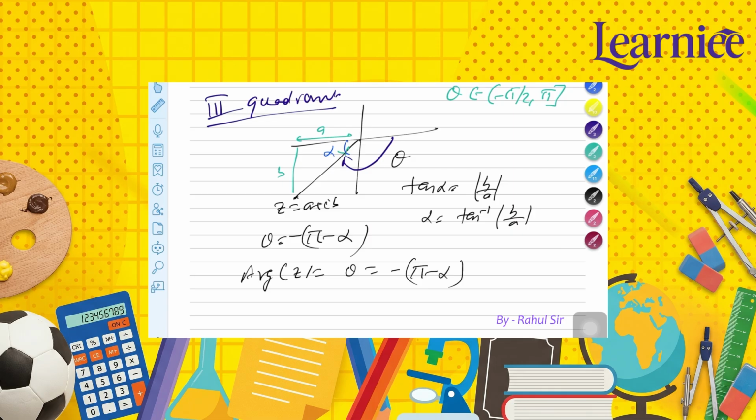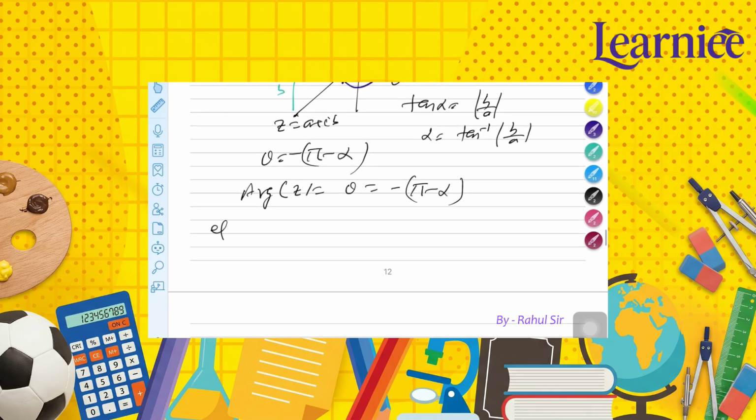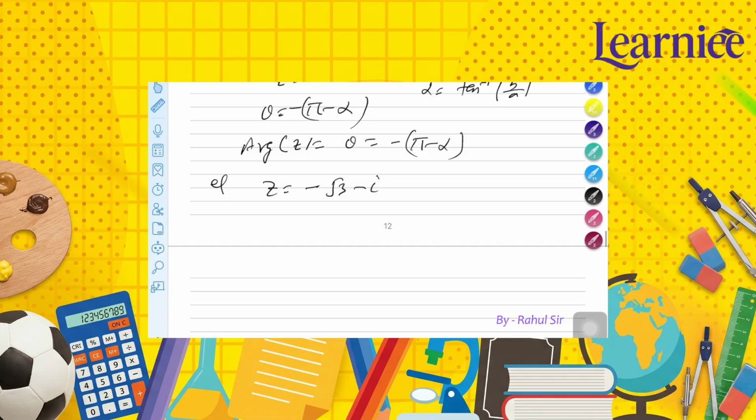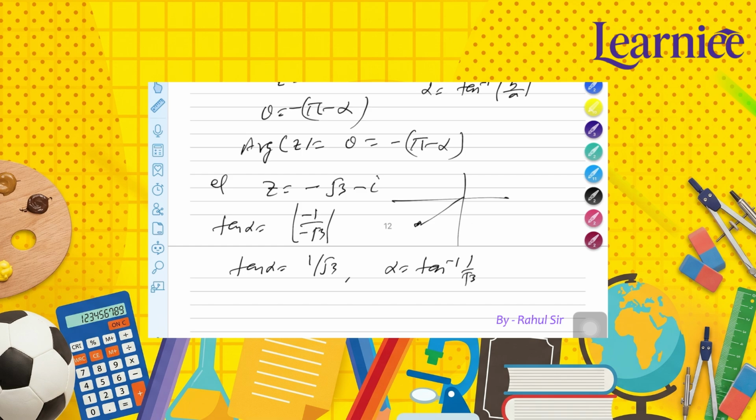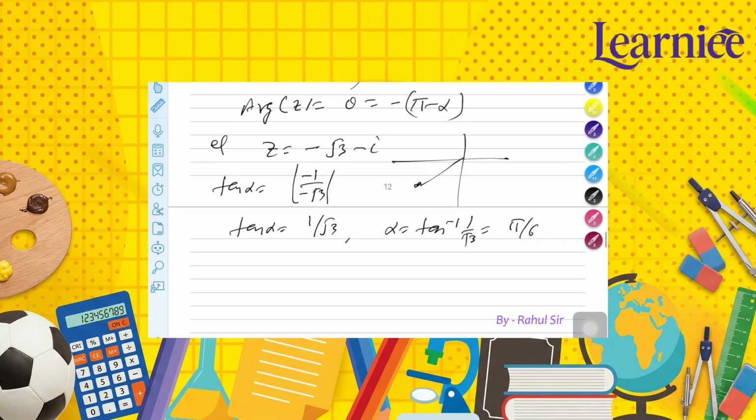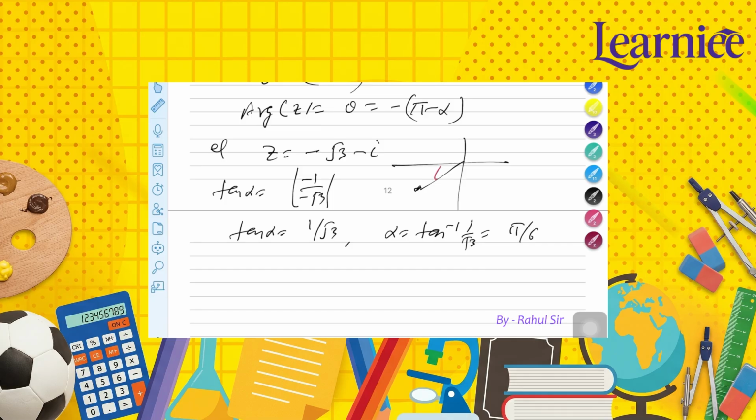Okay, let's take one example. Let's say z is equal to minus root 3 minus i. So again it lies in the third quadrant. So what is tan alpha here? Tan alpha is modulus of minus 1 by minus root 3. So tan alpha is 1 upon root 3. So alpha is tan inverse 1 by root 3, that means pi by 6. Okay, so this is pi by 6.